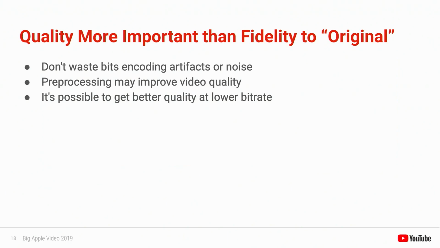In general, if the input has many artifacts, maximizing similarity to the original using metrics such as PSNR just means spending more bits to reproduce artifacts. Masking the artifacts provides better visual quality and reduces bitrate. For user-generated content, visual quality is more important than fidelity to the original.